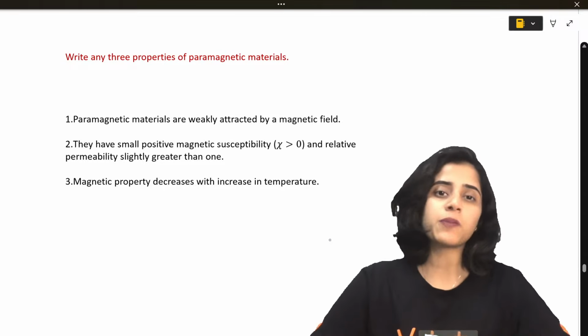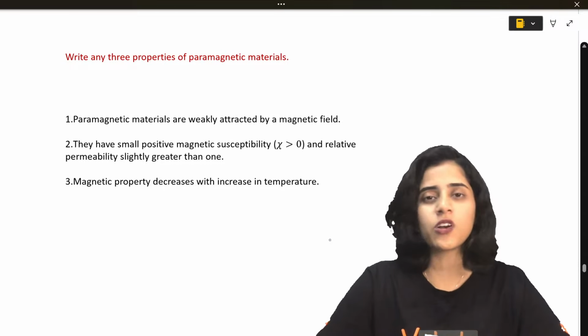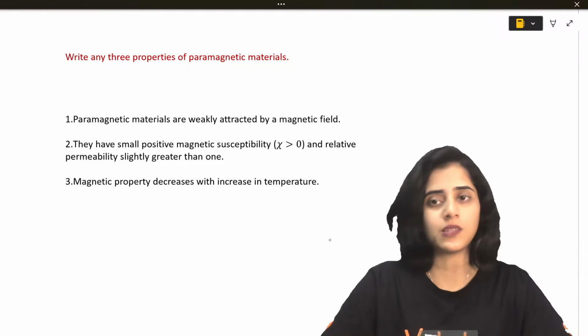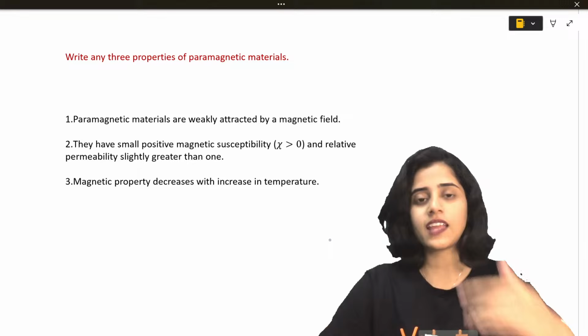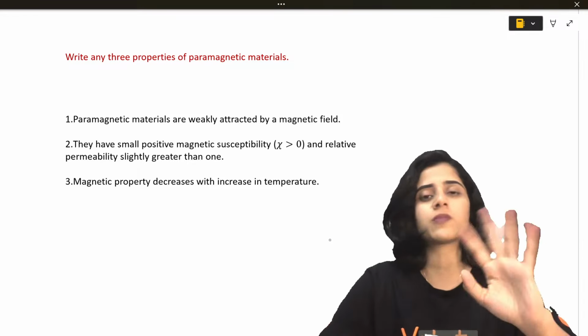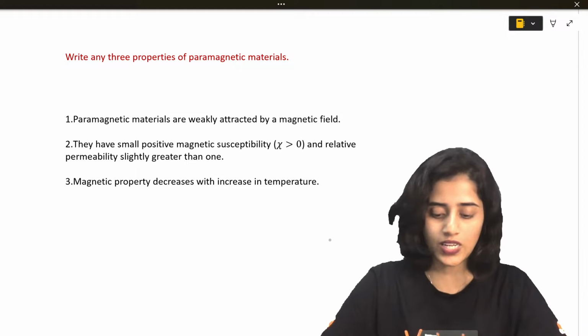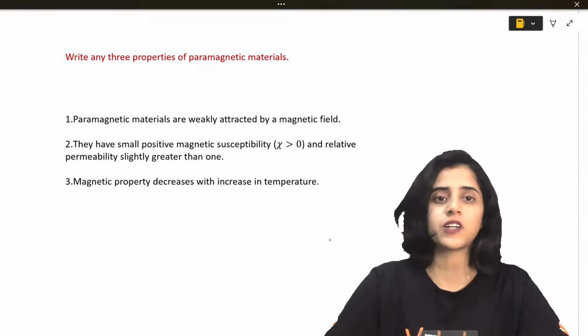Mention any three properties, students, from this chapter. You won't get a lot of 5-mark questions. It's mainly 2 and 3 marks. From the first chapters is where you get 5-mark questions, and then the chapter after this also. But this chapter, I don't think you'll get any 5-mark questions.